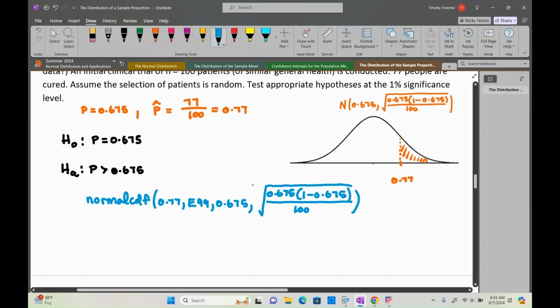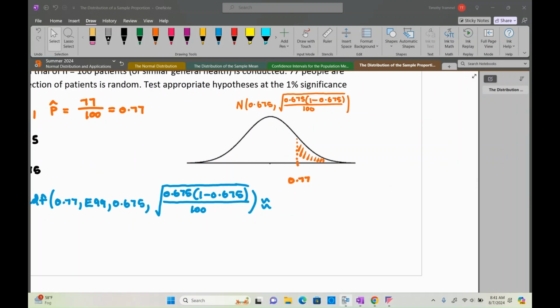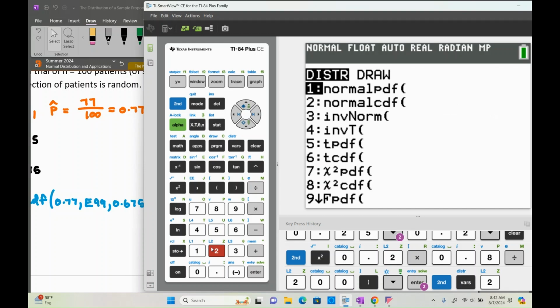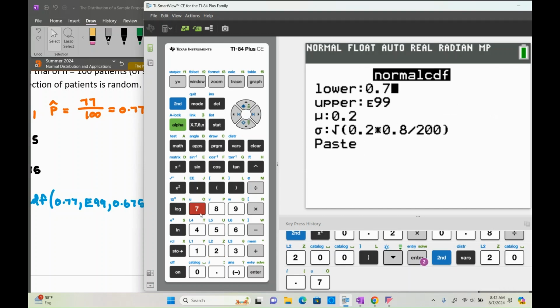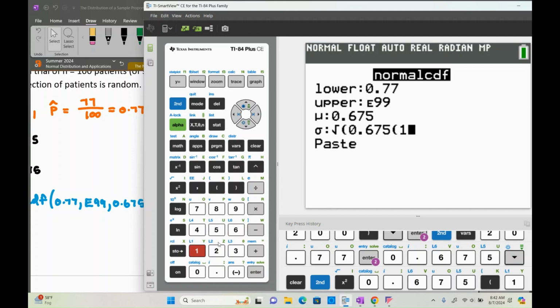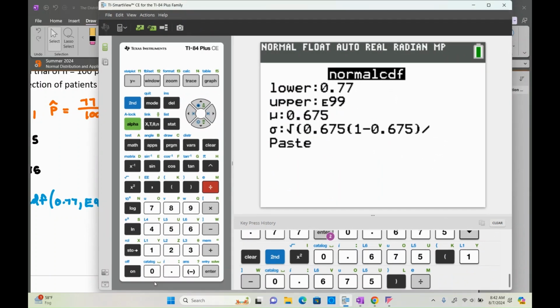And then let's type this into the calculator and we will have the p-value. So we want second, vars, and then number 2. And so then our lower bound, our upper bound, and on to the standard deviation. And what was our sample size again? It was 100.